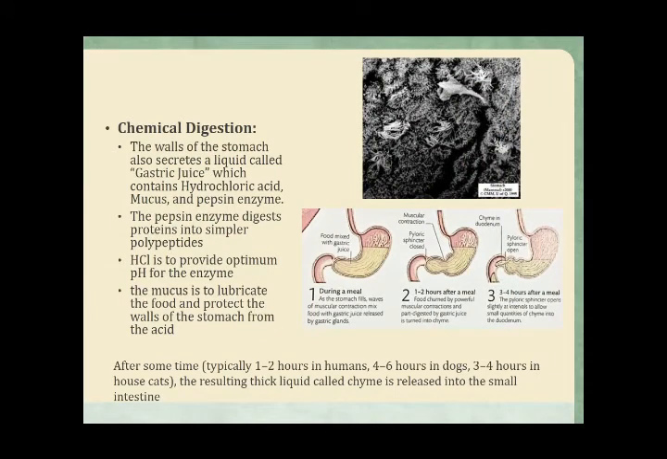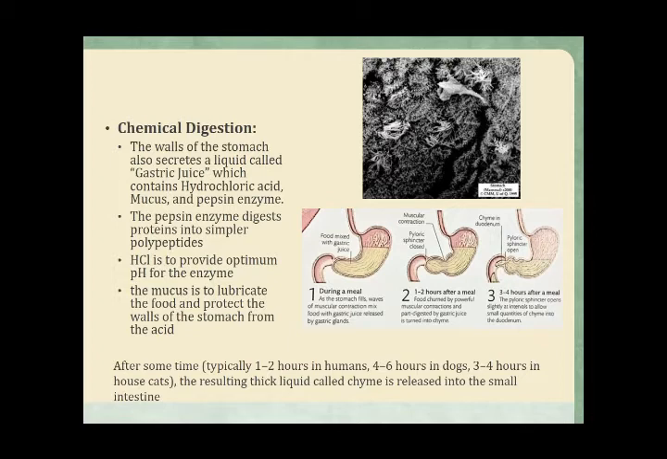Chemical digestion. The walls of the stomach secrete a juice called gastric juice, which contains hydrochloric acid, mucus, and peptide enzyme. This enzyme turns proteins into simpler polypeptides, and it needs HCl, which is a very strong acid. So it needs that acid to work. And then you also have mucus within your gastric juices, to lubricate the stomach and protect the stomach from the acids, meaning that it will not be eaten by itself.